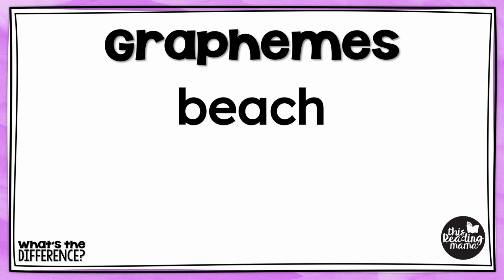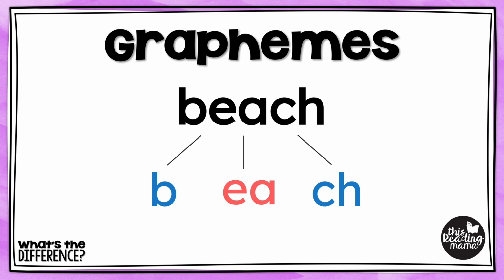All right, let's let you try. Can you tell how many graphemes are in the word beach? If you guessed 3, you are correct. We have B, the EA is one grapheme, and the CH would be another grapheme.